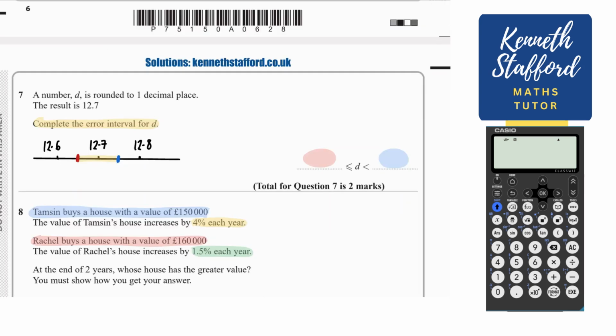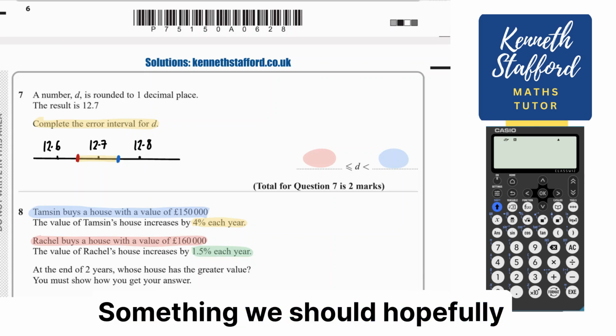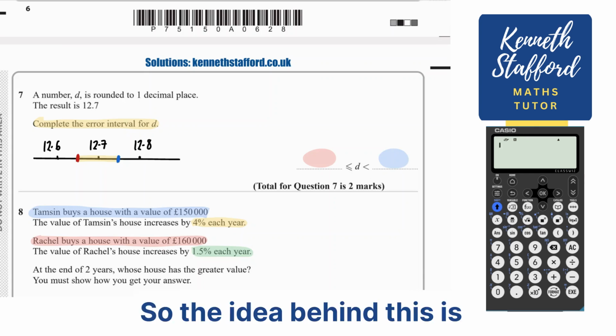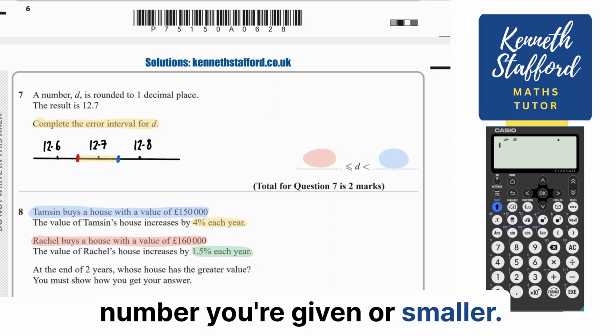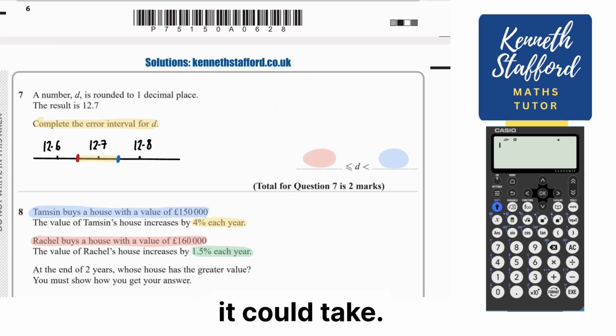Question 7, a very learnable topic, something we should hopefully start to feel happy to see. An error interval. The idea behind this is if you round a number, it could be bigger than the number you're given or smaller. So the error interval is showing you the possible values it could take.